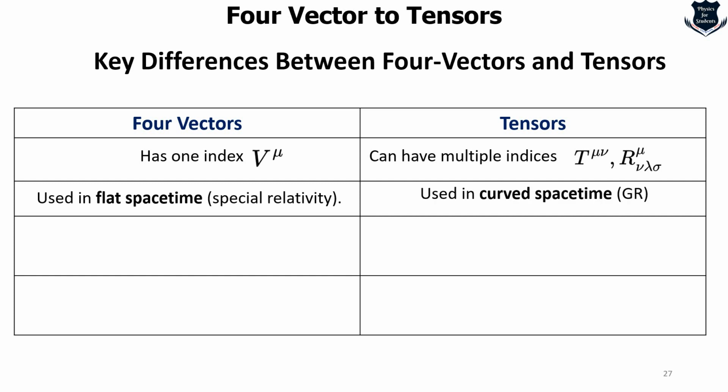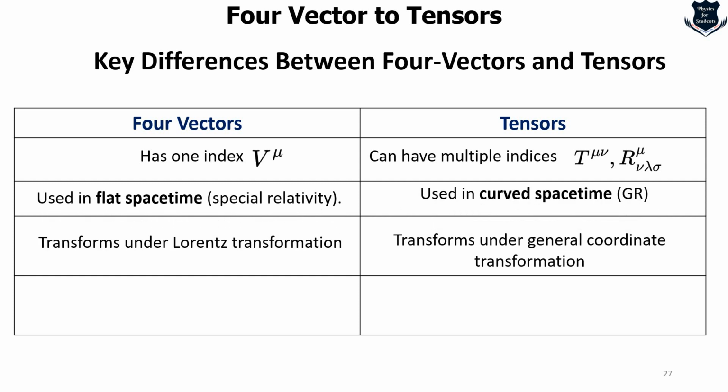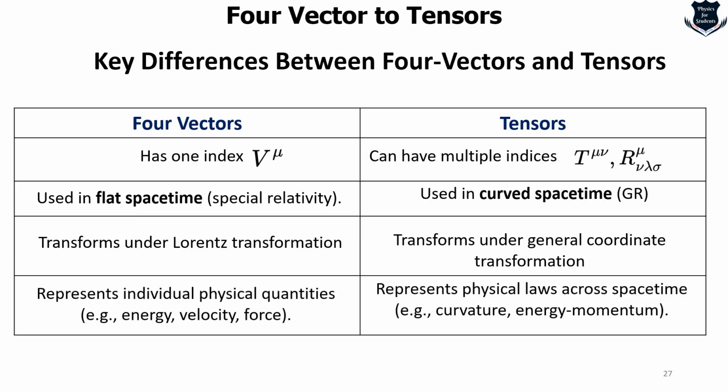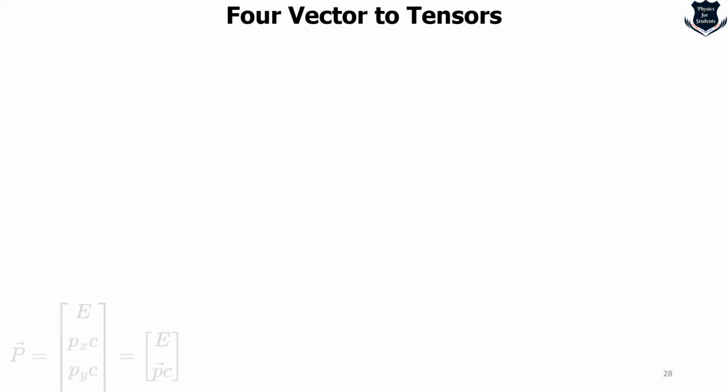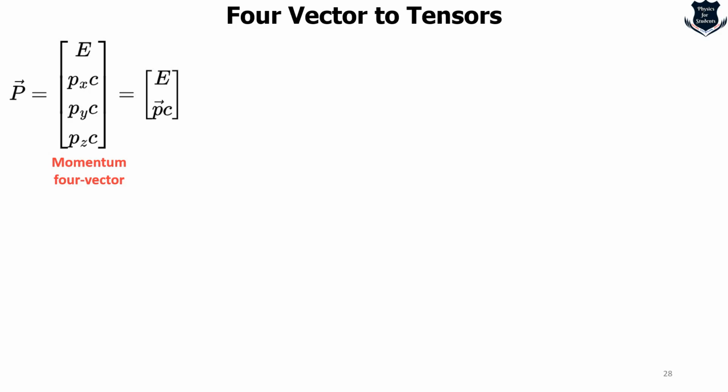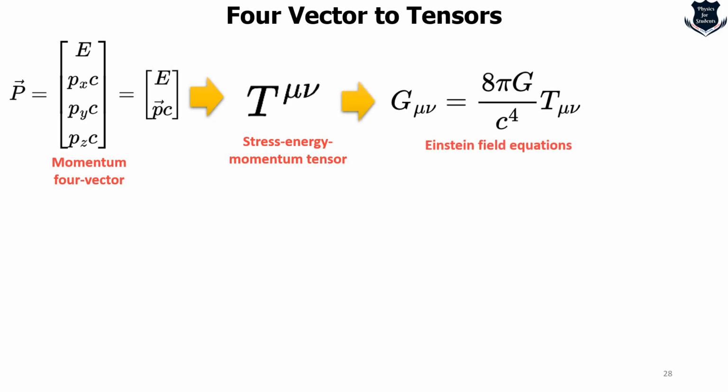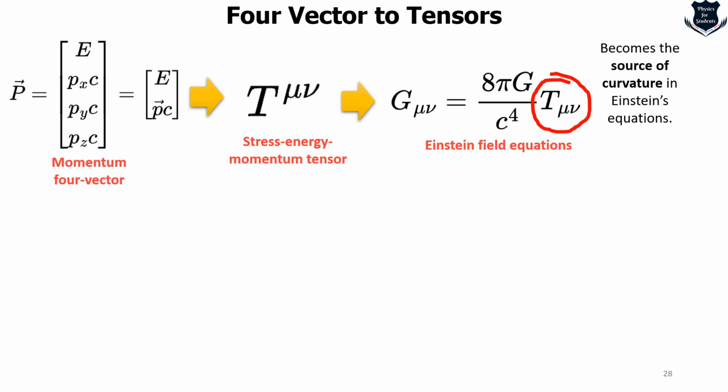Four vectors are used in flat space-time, while tensors are used in curved space-time. Four vectors transform under Lorentz transformation, while tensors transform under any general coordinate transformation. A four vector represents individual physical quantities, while a tensor represents physical laws across space-time. So the momentum four vector gets generalized into what is called the stress energy momentum tensor. It has a very important place in Einstein's field equation, where this T mu nu comes in as the source of curvature.